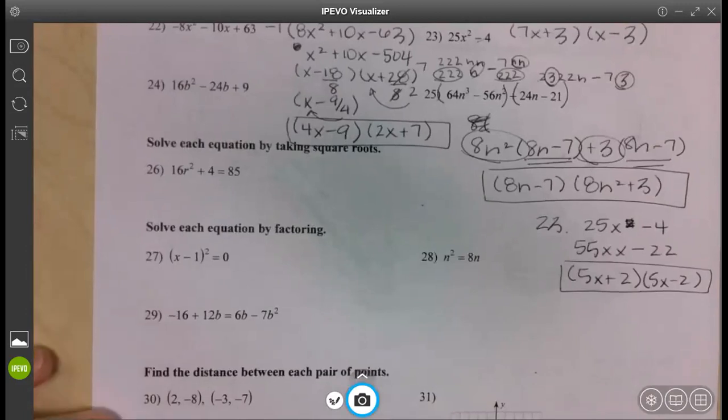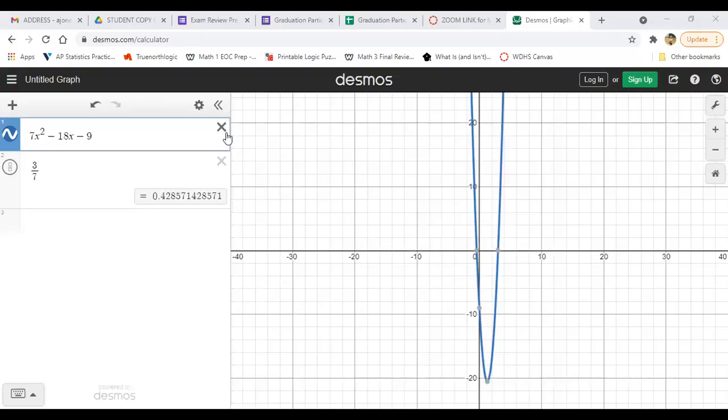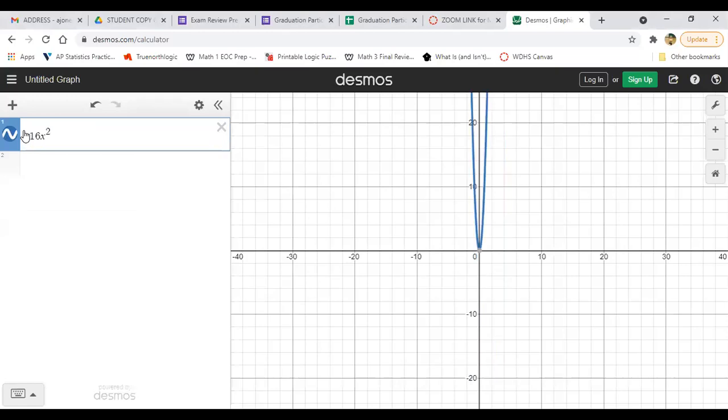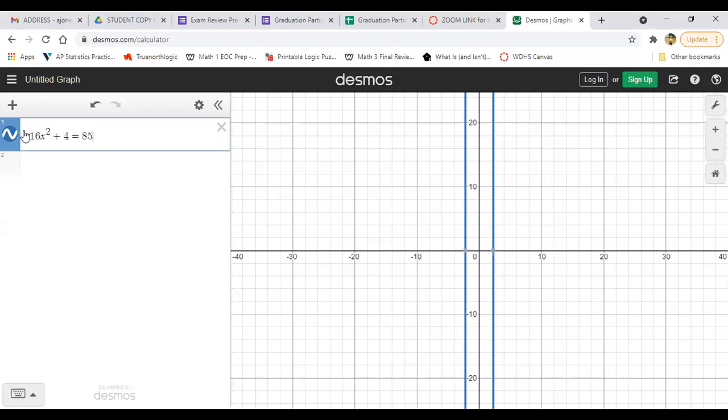So I will show you 26 in Desmos. You literally type it in, so don't feel like I'm doing anything crazy. So 26 has this equation right here, 16r squared, but we're going to change it to x squared plus 4 equals 85. There are your two answers, negative 2.25 and positive 2.25. That's all you have to do, okay?